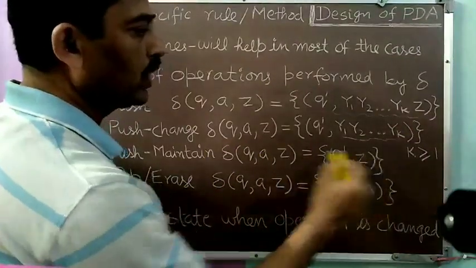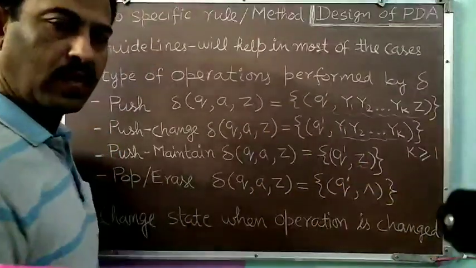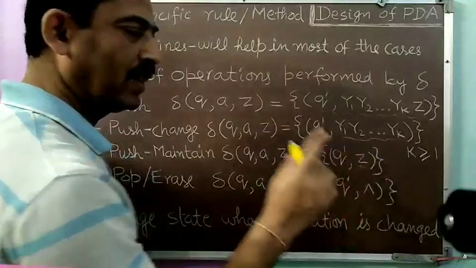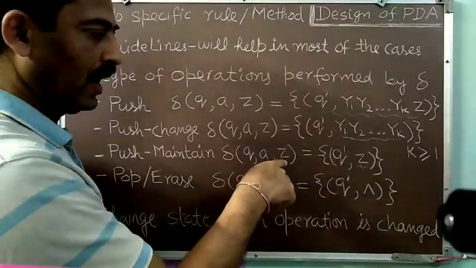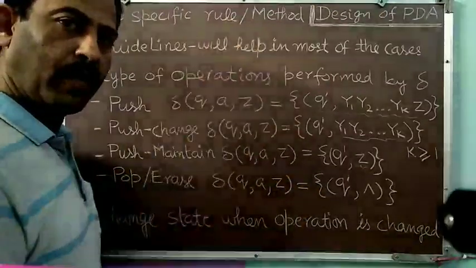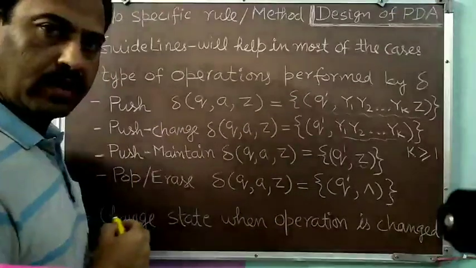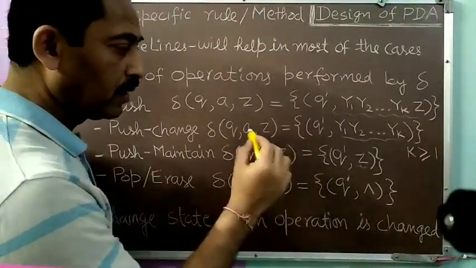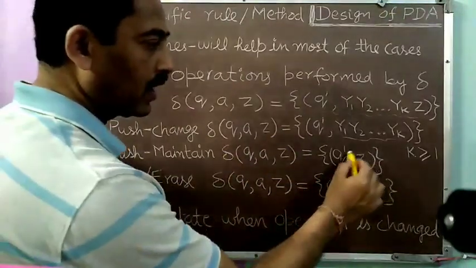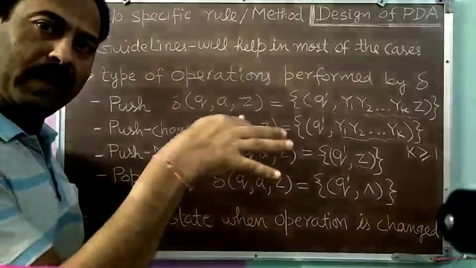δ(q, a, z) = (q', z). This means the string we are writing over the push down store has length 1 only, and it is the same symbol as the one at the top of the push down store. In making this transition, we remove the topmost symbol, that is, this z, but we write this z again. So the status of the push down store will be maintained.